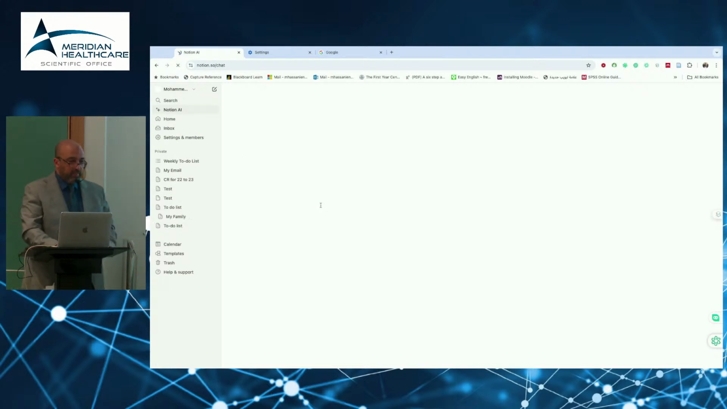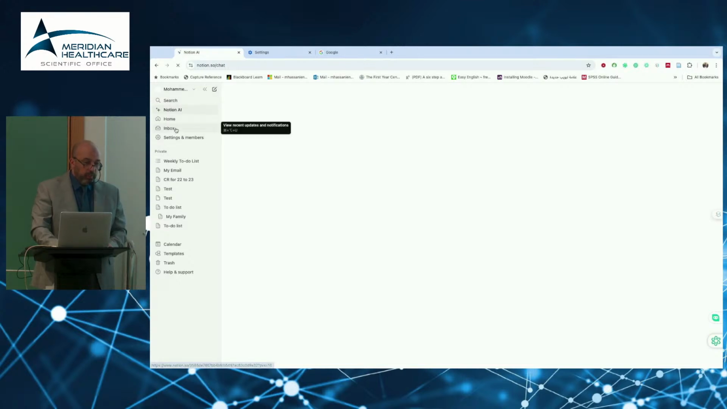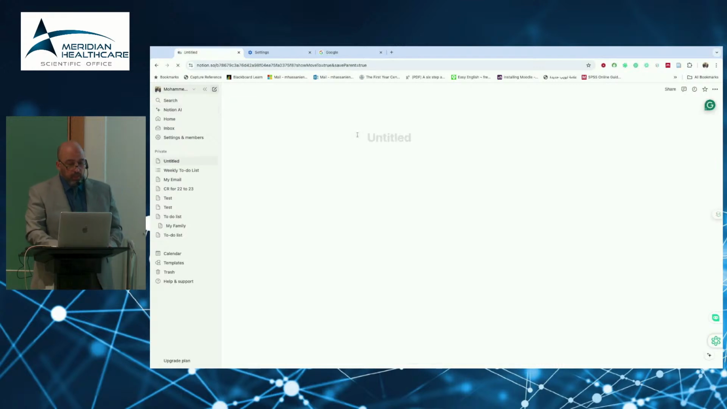So this is the main page or home page for Notion AI. To start with, this is like the control panel: the home, inbox, settings and members, and here we have my pages, and this is the calendar. So the first thing to do is to create a new page. Start by creating a new page, then you will name it, for example, Work. So this is its title.